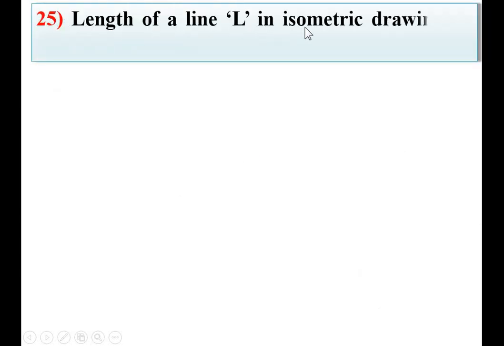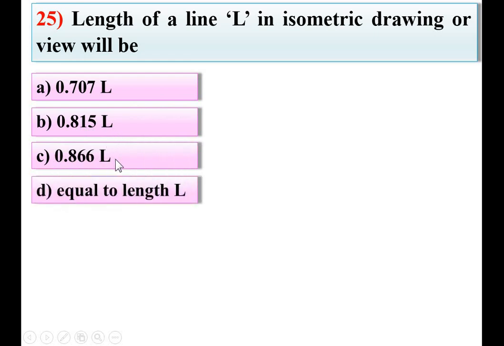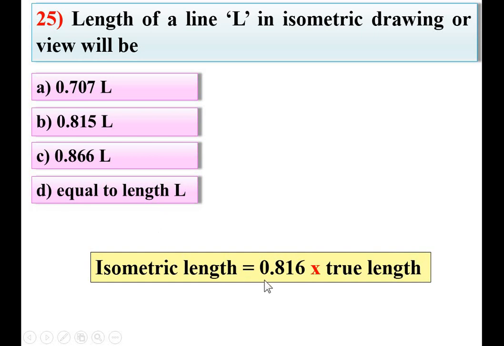Next, length of a line L in isometric drawing or view will be? Option: 0.707L, 0.815L, 0.866L, equal to length L. So you know that isometric length is equal to 0.816 into true length. So this B option is near to the right answer. So B is the right answer.